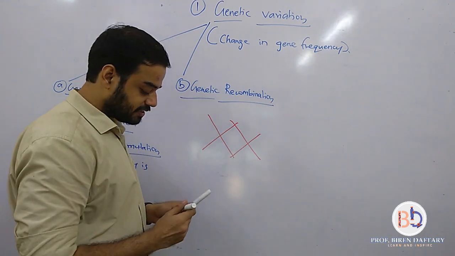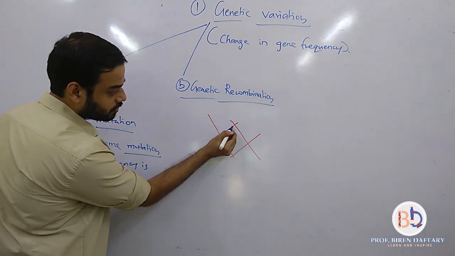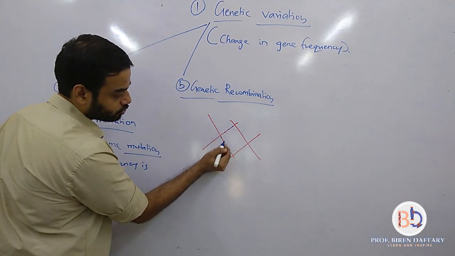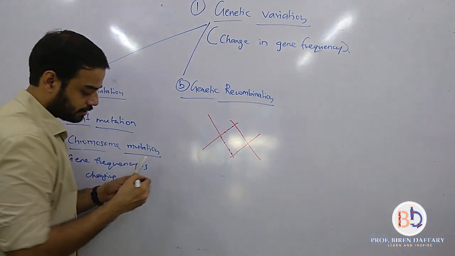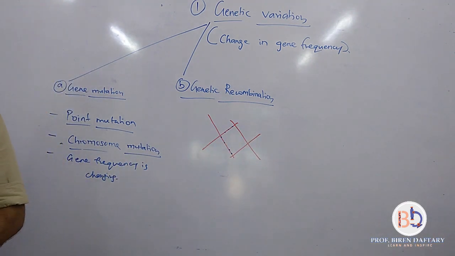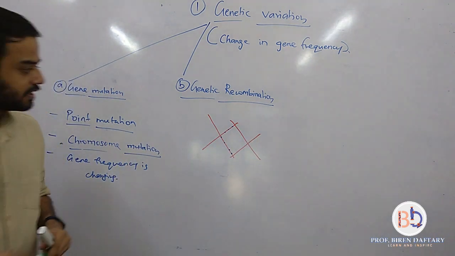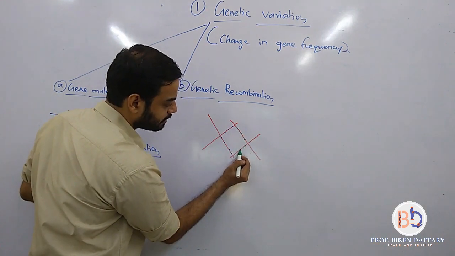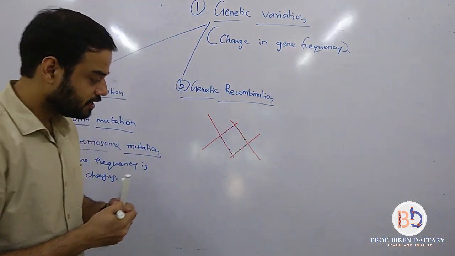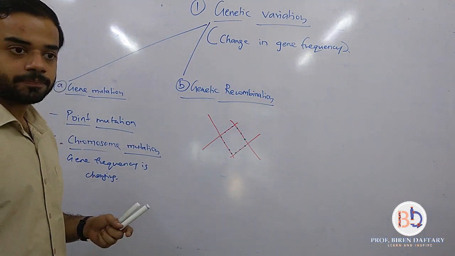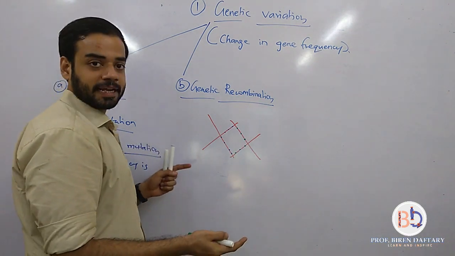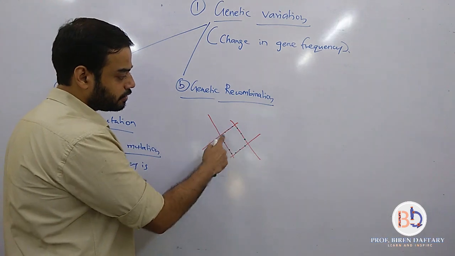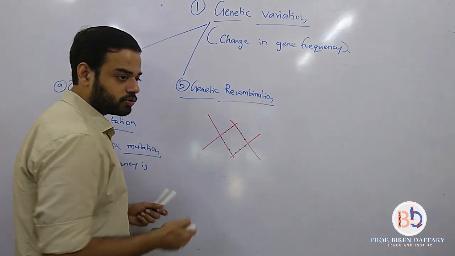And then there are genes present over here. I am drawing these genes in blue color. And there are genes present over here. I am drawing those genes in green color. I hope you are able to differentiate between these two colors on your screen. Now what happens in crossing over? Crossing over occurs in the packaging stage. These genes will move to this side, these genes will move to this side.